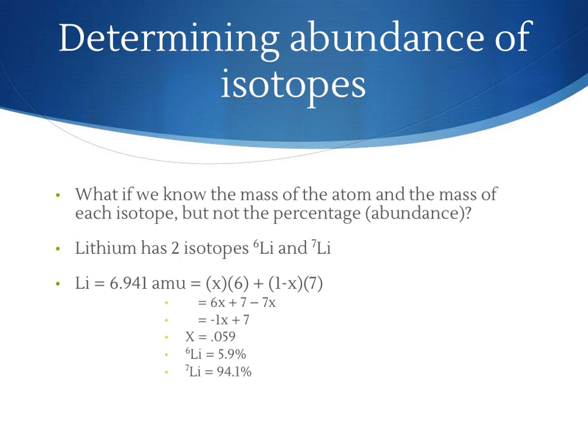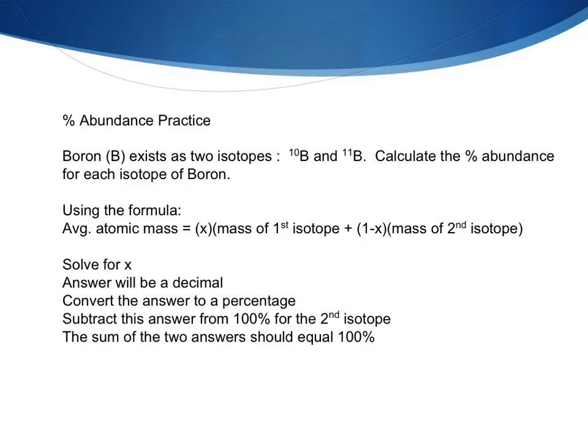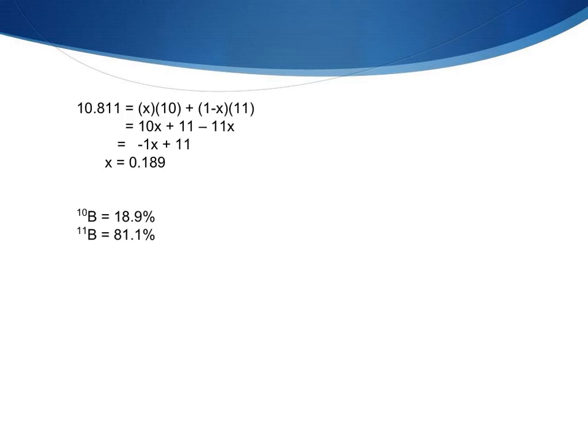Okay, so let's do another problem with boron. Boron also has 2 isotopes, boron-10 and boron-11. Here's the basic formula again. Take your mass times the x, and then take 1 minus x multiplied by the mass of the second isotope. See if you can figure it out. Did you get the same answer as I did? If you have questions, bring them to class.